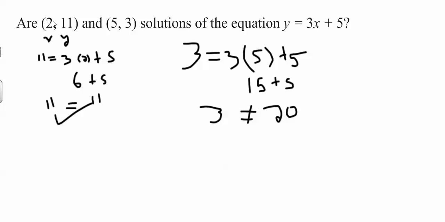So 2 comma 11 is a solution, and 5 comma 3 is not. Now, if you remember anything from 8th grade algebra, this is technically a line, and that means that 2 comma 11 lies on this line, and 5 comma 3 does not. Let's take a look at a little more challenging problem.